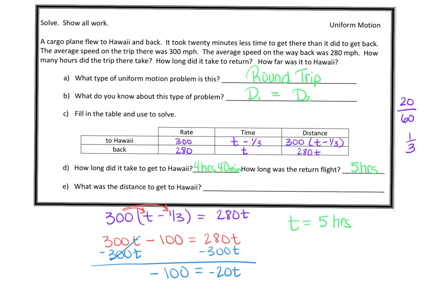What was the distance to Hawaii? Well, I can just plug in my 5 hours right here. 280 times 5, right? That's the easiest one to plug it in. Don't do minutes. 280 times 5 should equal the distance because there and back is the same distance. So what happens when I do 280 times 5? I get what? 1,400. So 1,400 miles is how far away it was. That is there and back.